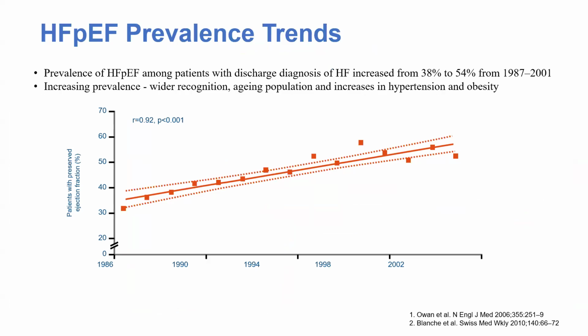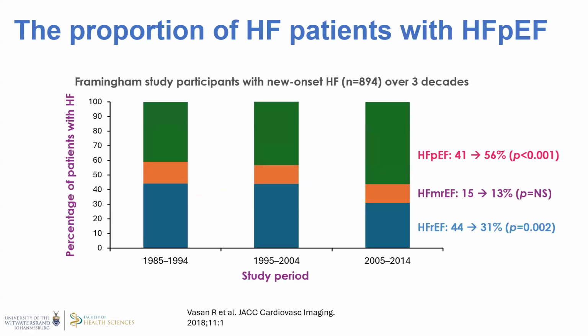Okay, so this graph here just tries to show you, it was adopted from a study at the Mayo Clinic hospitals over a 15-year period between 1987 and 2001. As you can see here, the prevalence in patients with preserved ejection fraction has been on a steady rise since around 1986. It has been on an upward trend. Okay. And the proportion of patients with heart failure as a whole, you can see there.